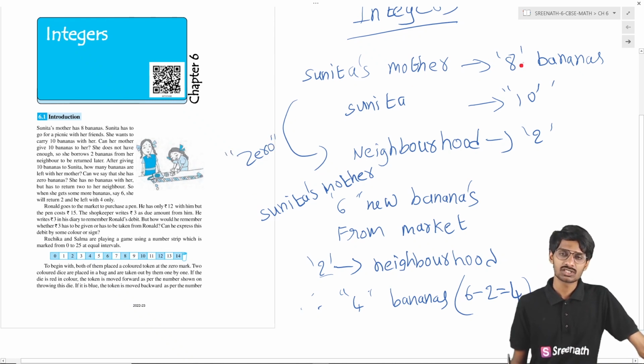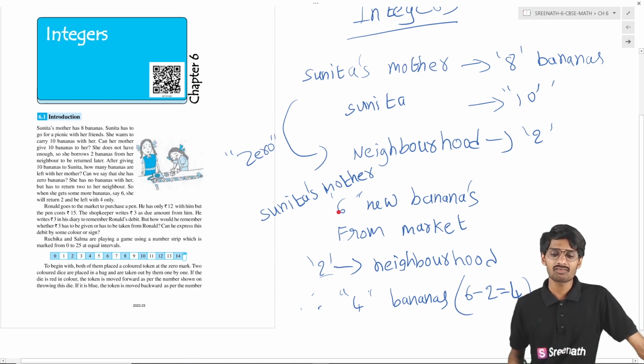If she really had 8 bananas, and she gave those 8 bananas to her daughter Sunita, then she might have 0 bananas. But what she has done is taken 2 bananas from the neighborhood and given those 2 bananas to Sunita also. So she is not having 0 bananas. So how many bananas is she having? Less than 0 bananas.